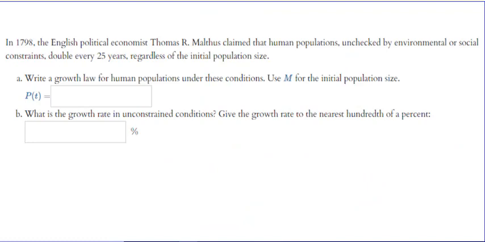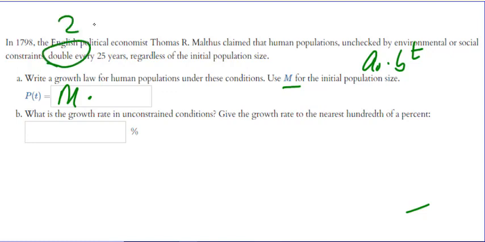Now let's look at this one. Same thing. In 1798, the English political economist Thomas R. Malthus claimed that human populations unchecked by environmental or social constraints double every 25 years. Use M for the initial population. Remember, A sub 0 times B raised to T. So they said, hey, use M for A sub 0, so times. Now, doubles, right? Doubles is 2, triple would be 3, right? So we're going to say 2. Now, it doubles every 25 years, and that's what that's raised to.